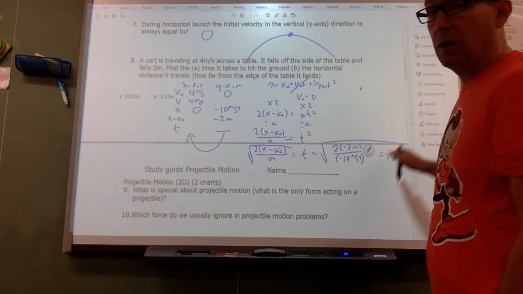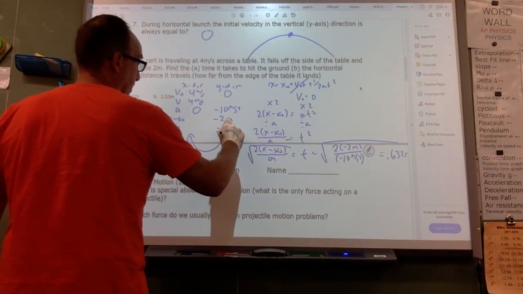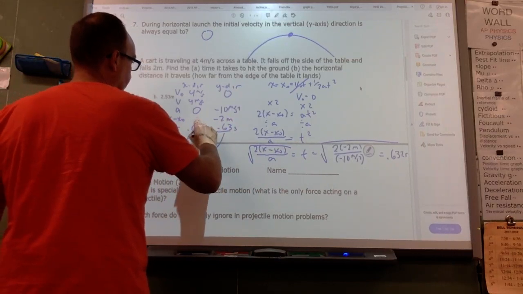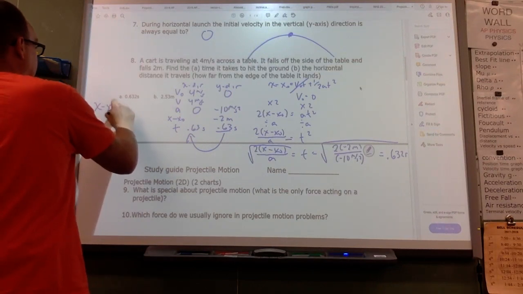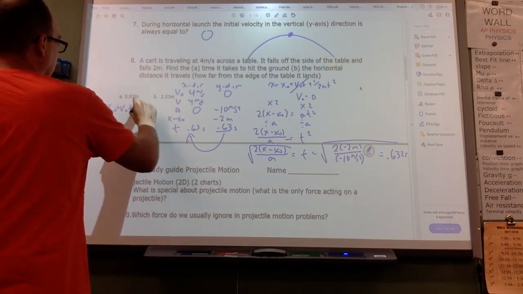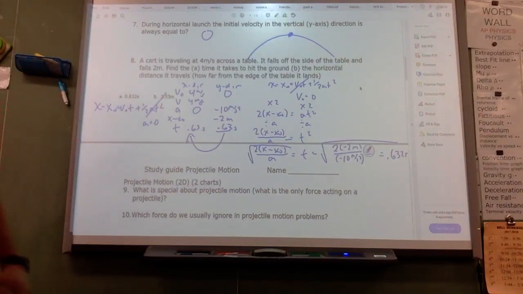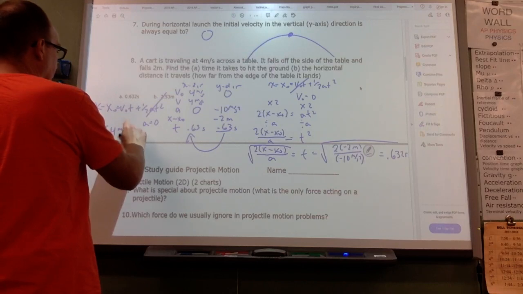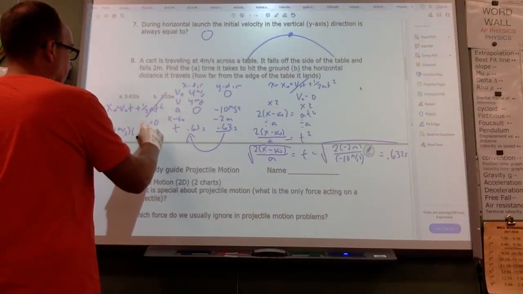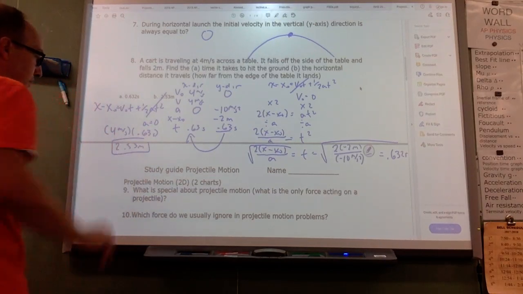All right, now I can look at the x direction because in my chart, these are the same. It's the same problem. So now I can look at what the horizontal distance would be. And now in the x direction, there's no acceleration, so the whole 1/2 at squared goes away. That cancels out. I plug in my velocity, which is 4. I plug in my time, which is 0.63, and I get 2.53 meters.